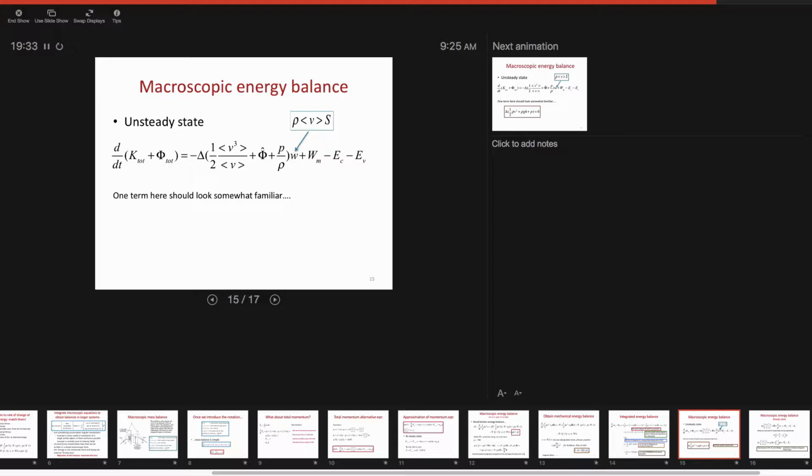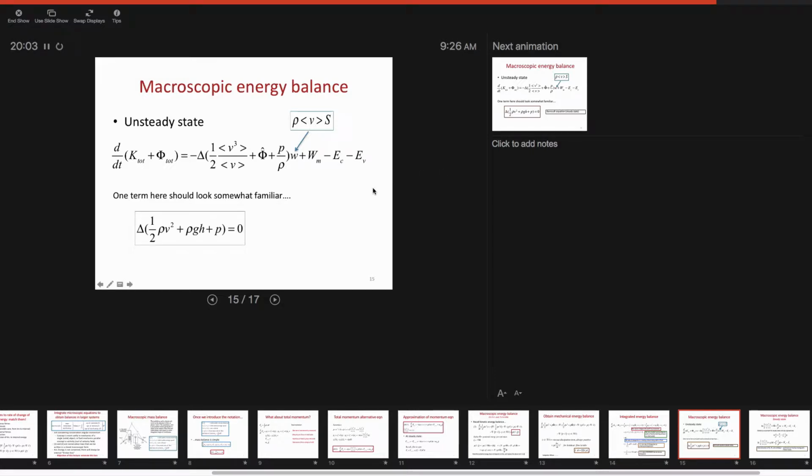All right. So at unsteady state, we will have the following terms. This is my favorite term, delta. Delta is basically outlet minus inlet versions of potential energy, P divided by rho. Remember, W is rho Vs. So this is the short way to write this equation.